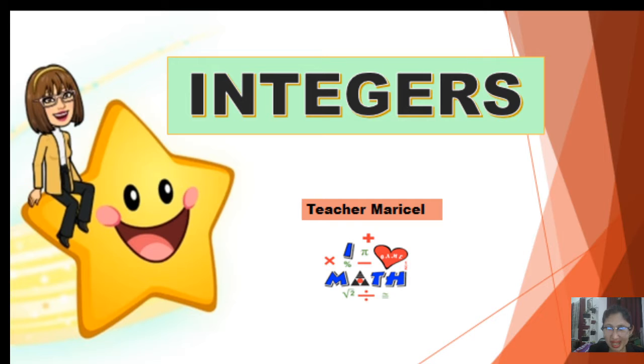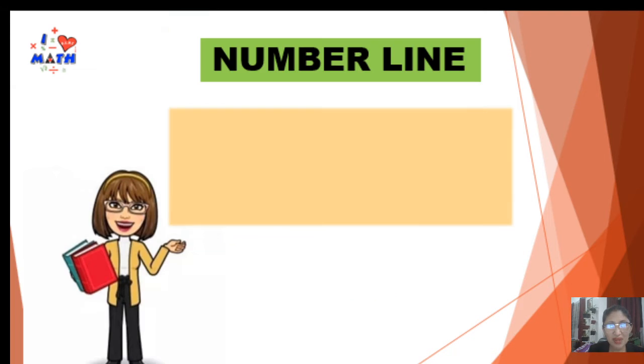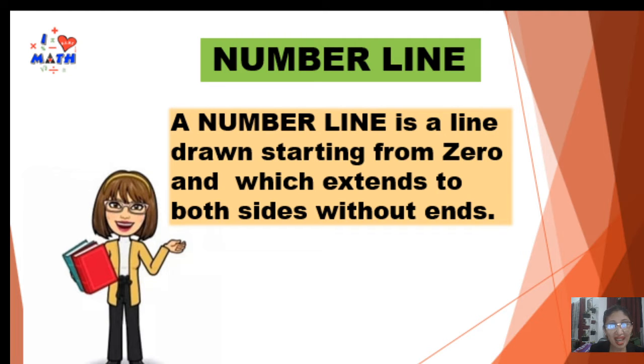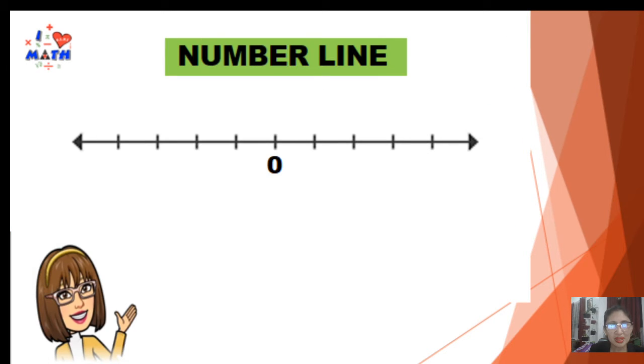Learn with me. To understand about integers, let us know the number line. A number line is a line drawn starting from 0 and which extends to both sides without ends. 0 in the number line is what we call the origin.